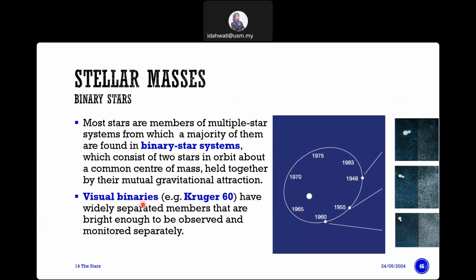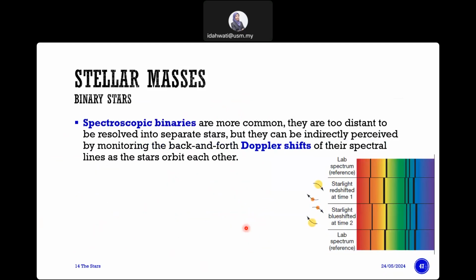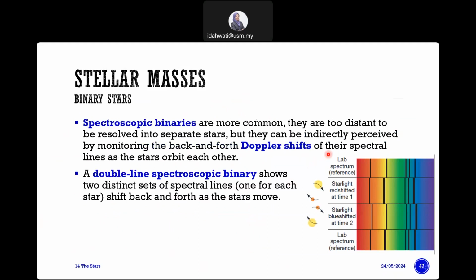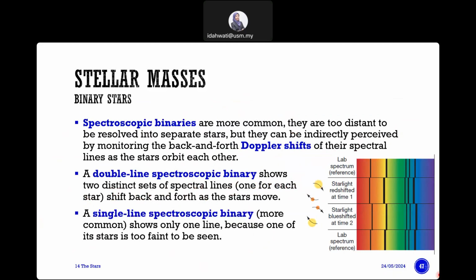For example, we have the visual binaries, like Kruger 60, that have widely separated members, bright enough to be observed and monitored separately. Spectroscopic binaries are more common. The two stars are too close to be resolved into separate stars, and they are studied by monitoring the Doppler shift of their spectral lines. A double-line spectroscopic binary shows two distinct sets of spectral lines. A single-line one is more common and shows only one line. So that refers to the number of lines.